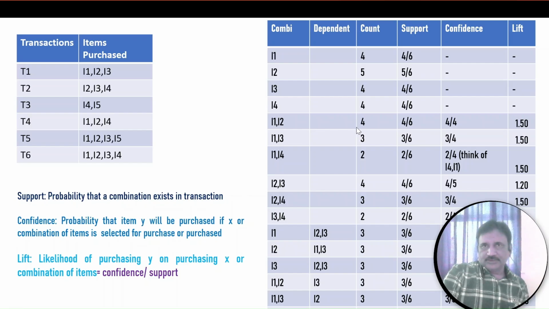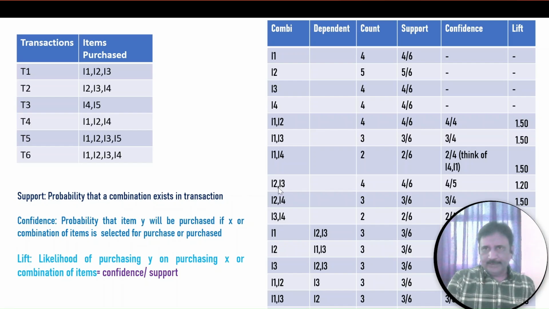Then for confidence, you find out how many times I1 is there. For example, for I1, I2, I1 is there 1, 2, 3, 4 times, and I2 is there in these 4 records 1, 2, 3, 4 times. So 4 out of 4 is the confidence. When I1 is purchased, I2 will definitely get purchased. So the confidence is 100%. And the lift, as you have seen, is the ratio of confidence divided by support. So 1 divided by 4 by 6 means 6 by 4, that is 1.5.